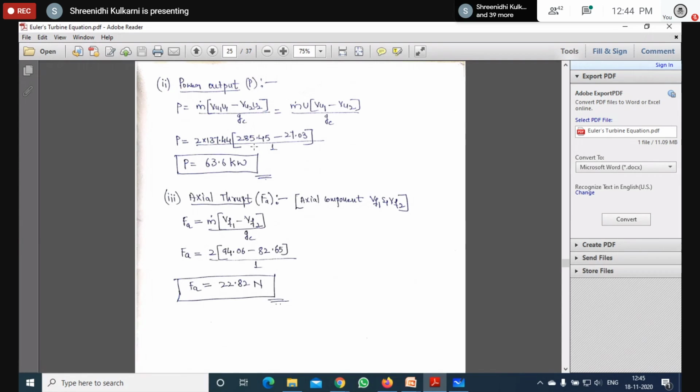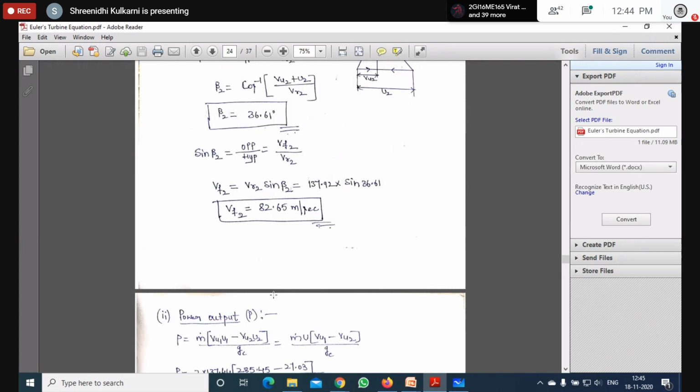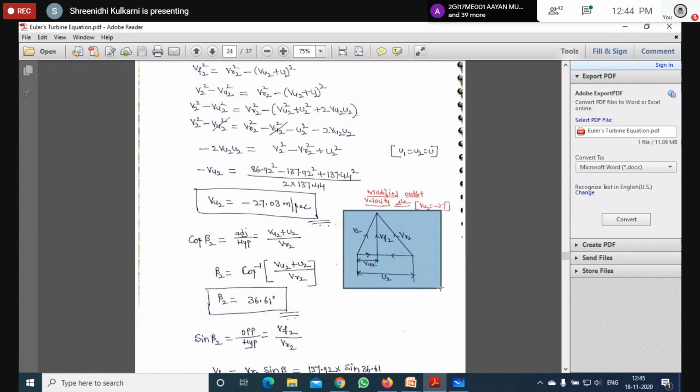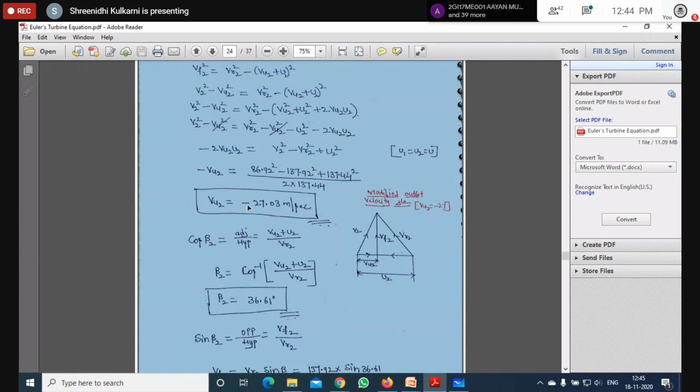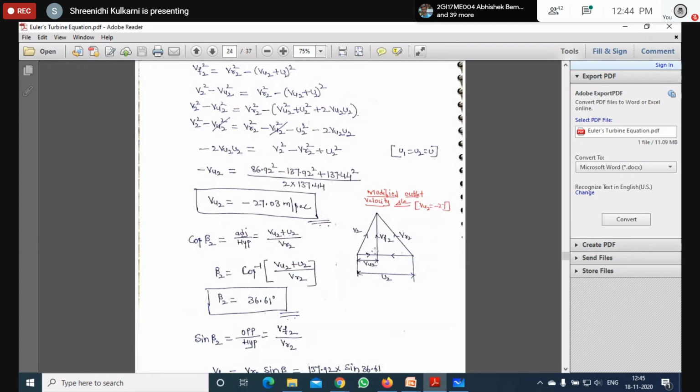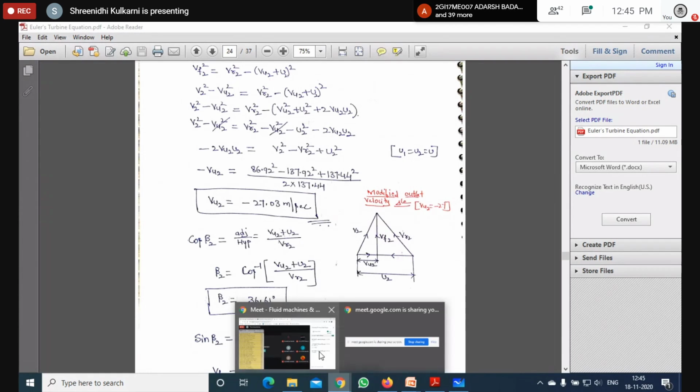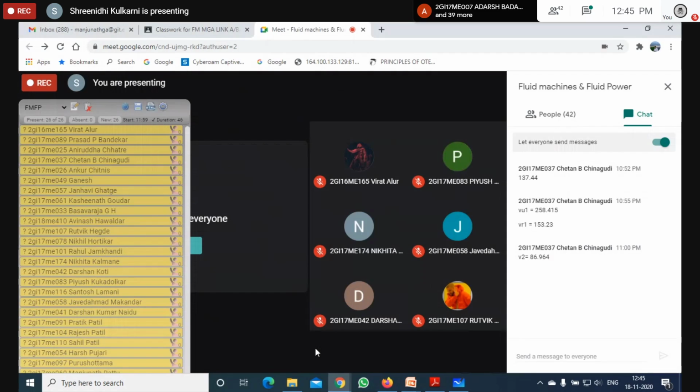I hope you got this value. So P is equal to 63.6 kilowatts and axial thrust Fa is equal to 22.82 newtons. In this problem, you have to take care only here, because of the negative value. Once you get the negative value, we change the direction of VU2. That is one modification in this problem. I hope you cleared that problem.